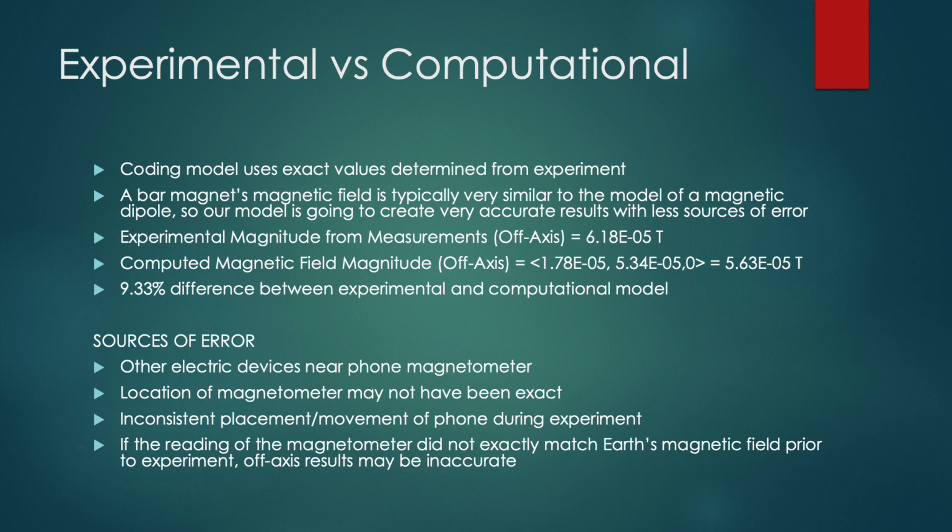Sources of error for my experimental model were other electric devices near the phone, the location of the magnetometer may not have been exact, and inconsistent placement of my phone during the experiment. Also, if the reading of the magnetometer did not exactly match Earth's magnetic field prior to the experiment, my off-axis results may be inaccurate, which is why there might be a difference.